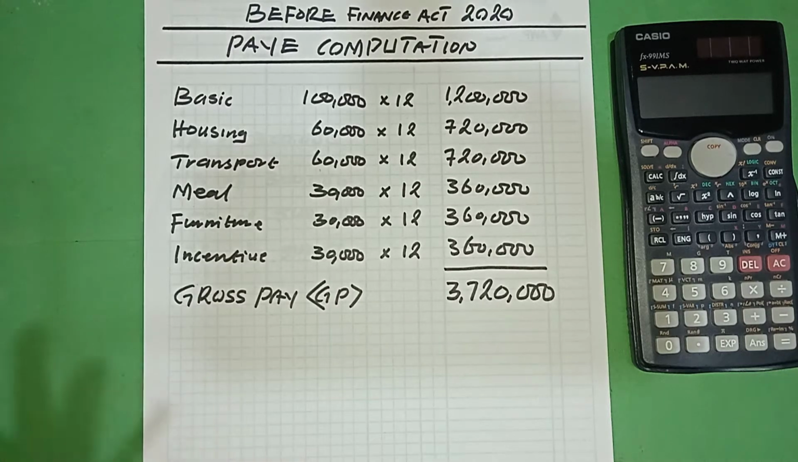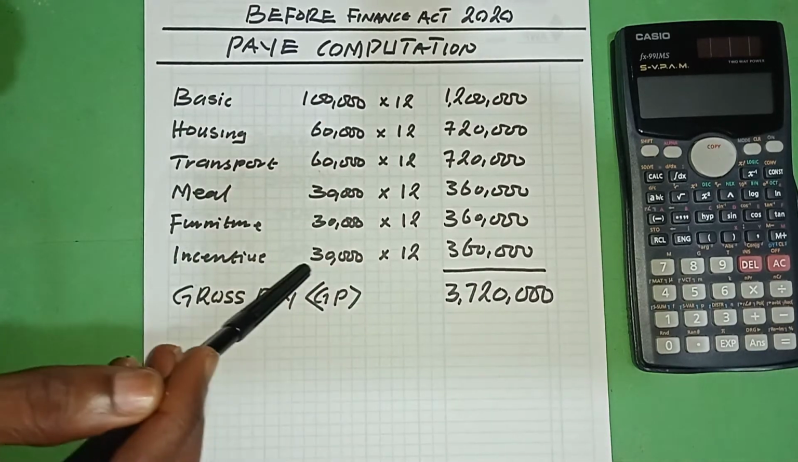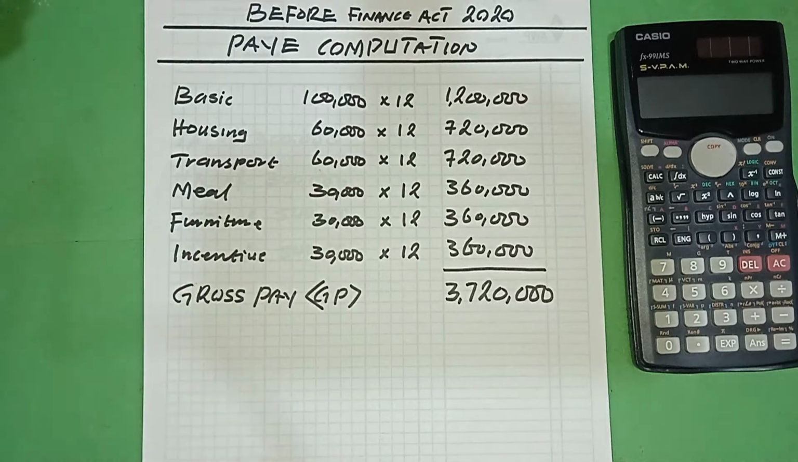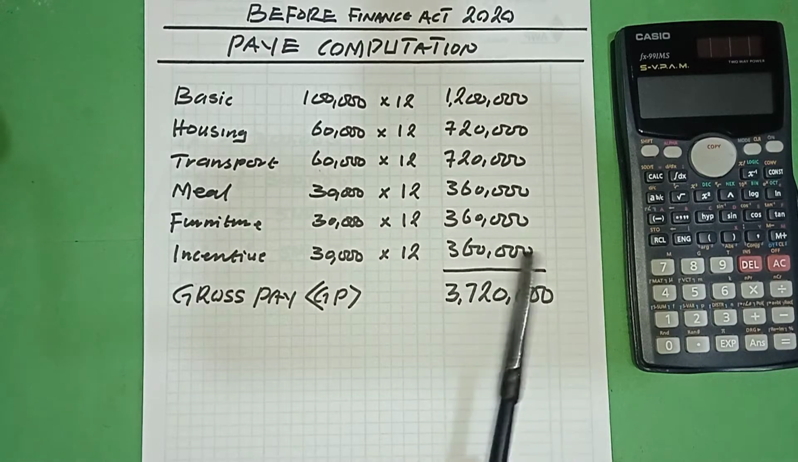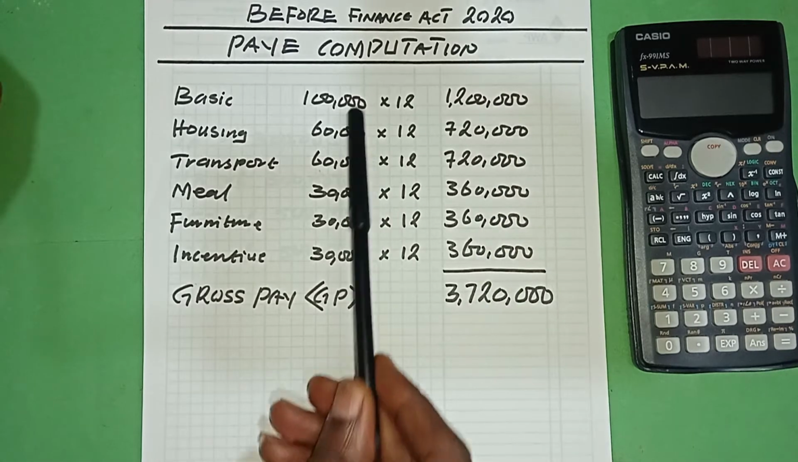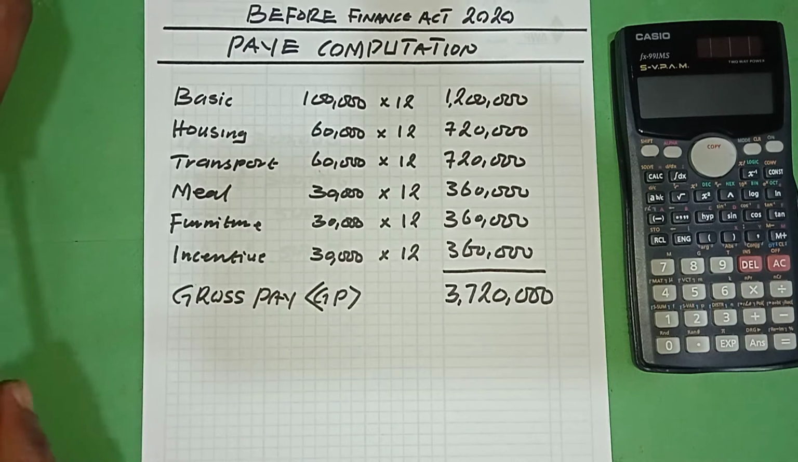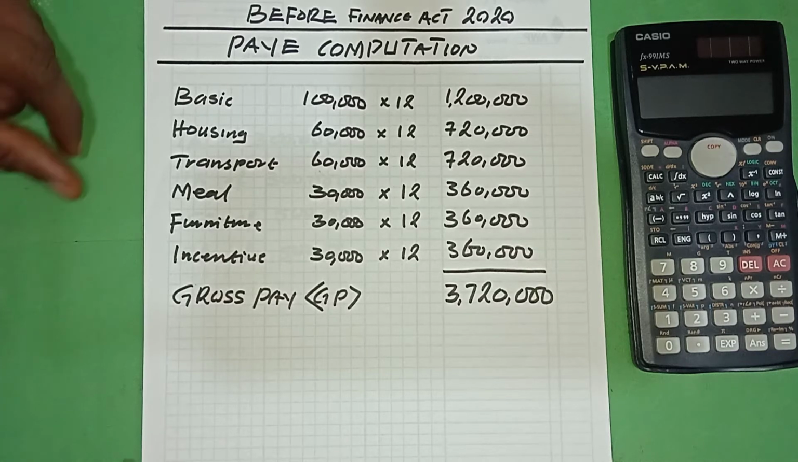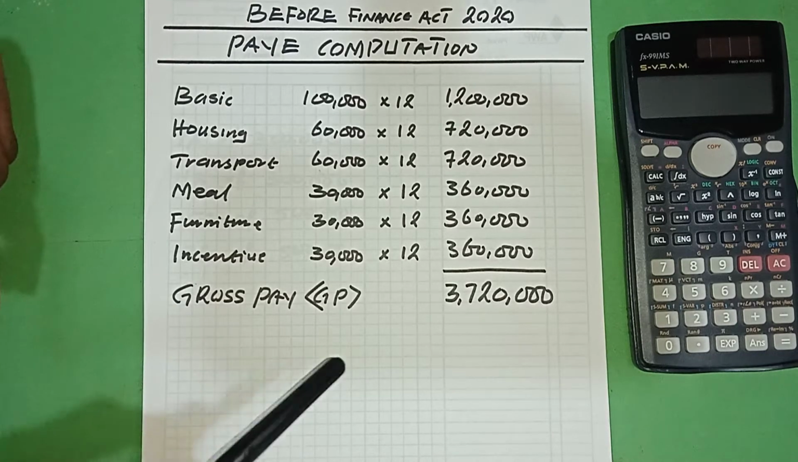I hope you understand. In some questions, they might give you the gross pay straight. All this might not be there. They will just put the annual pay of so and so is this. Basic, housing, salary, they will put this. But in a situation where they did not put this and they put the monthly, please and please convert it to yearly before you start your computation of PAYE. Is that okay? Now let's go. Mind you, this is before Finance Act 2020.